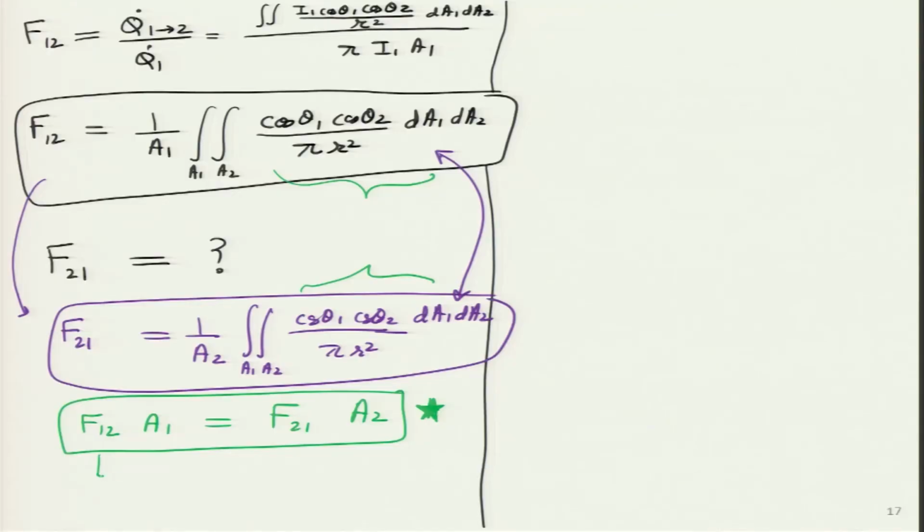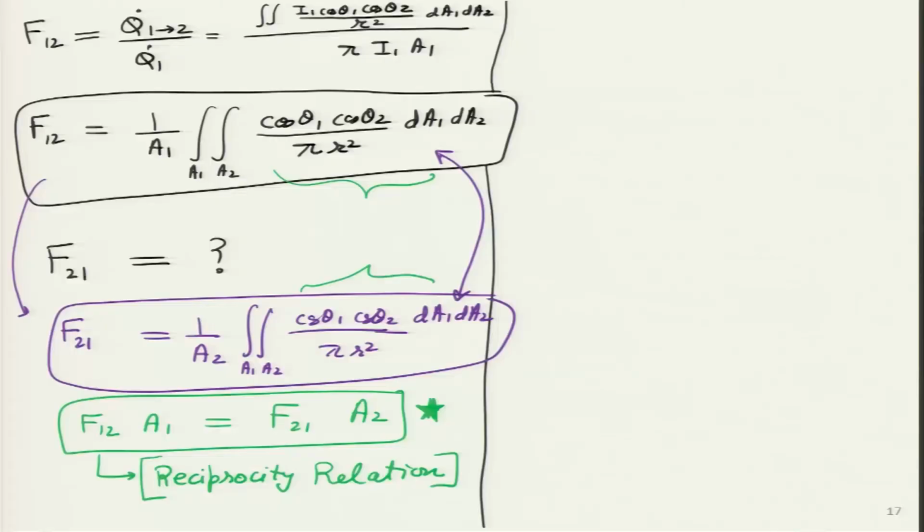There is a formal name for this kind of relation, which is known as the reciprocity relation. And you can see why it is reciprocity. Whatever 1 is doing to 2, 2 is doing to 1. So, when we are writing F12 A1, we are just reversing it to F21 A2. So, 1 and 2 have a reciprocal relation with one another. Whatever 1 is doing to 2, 2 is doing to 1, that is what we are seeing in this particular equation over here.